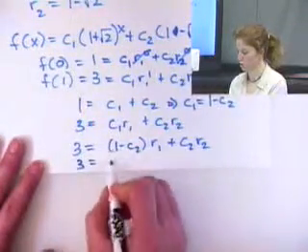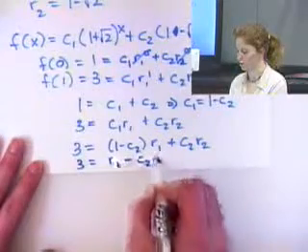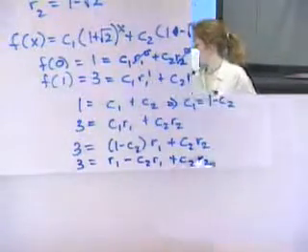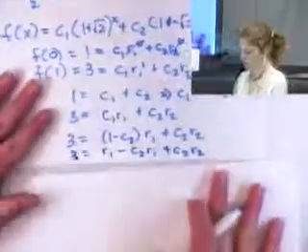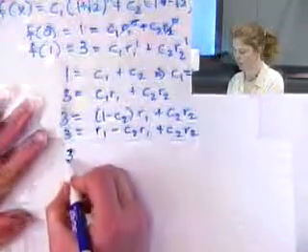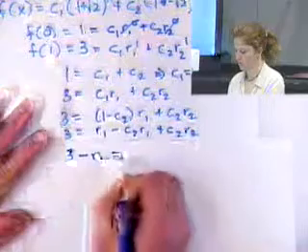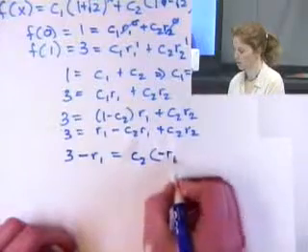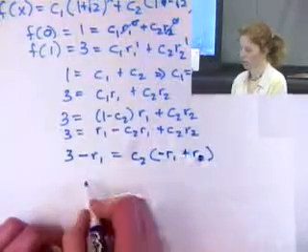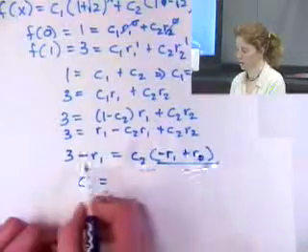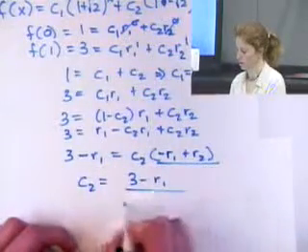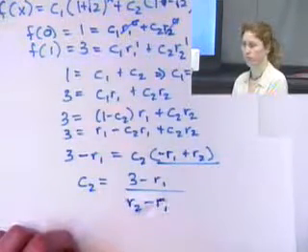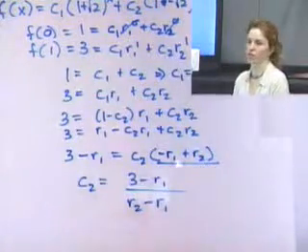So if I want to solve for C2, I need to multiply this out. I get R1 minus C2 R1 plus C2 R2. I'm going to subtract R1 from both sides and factor out a C2 on this right-hand side. It's minus R1 plus R2. So then C2 is equal to, if I divide both sides by that term, I'll get 3 minus R1 all over R2 minus R1. Because I have a minus R1 plus R2. It's a little easier to read if I reverse the order.